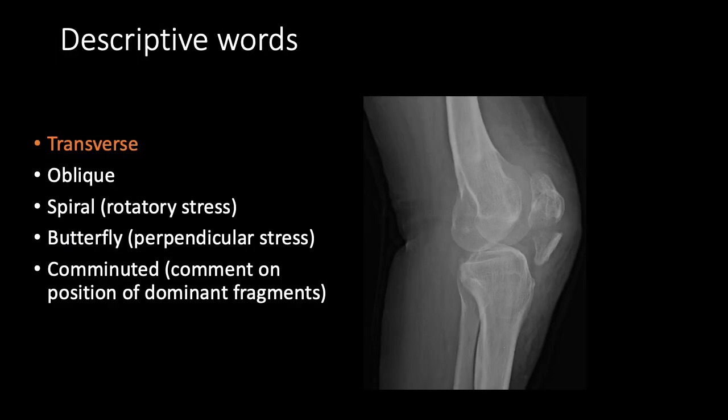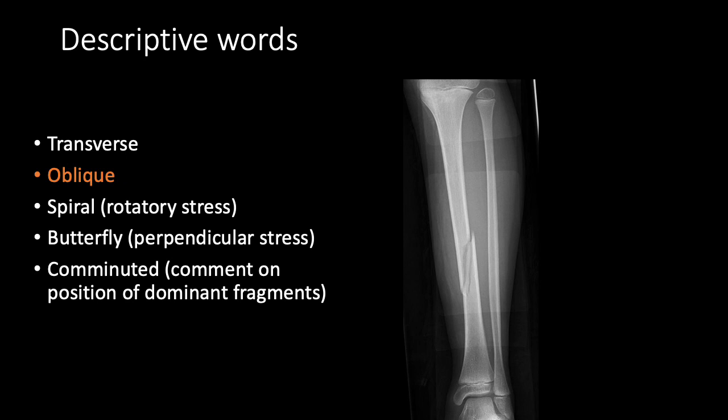The following slides talk about some descriptive words that are used to describe fractures. The first one is transverse fractures. These occur when a bone is broken perpendicular to its length, and the fracture pattern is in a straight line that runs in the opposite direction of the bone, as seen in the example of the patella here.